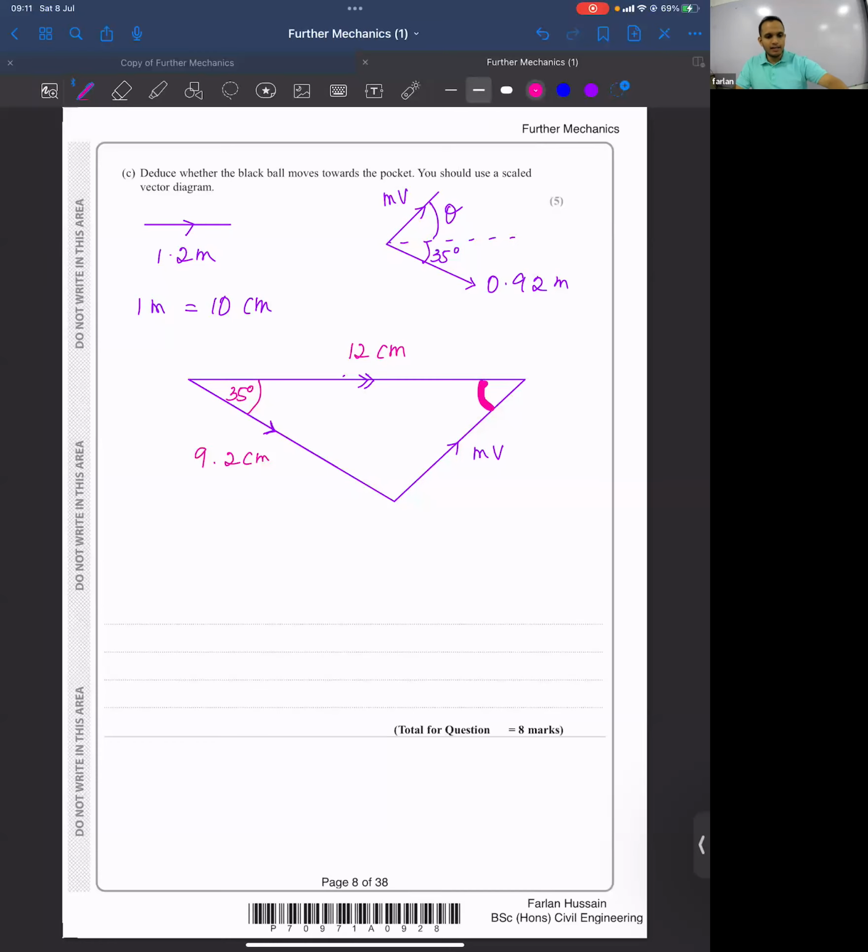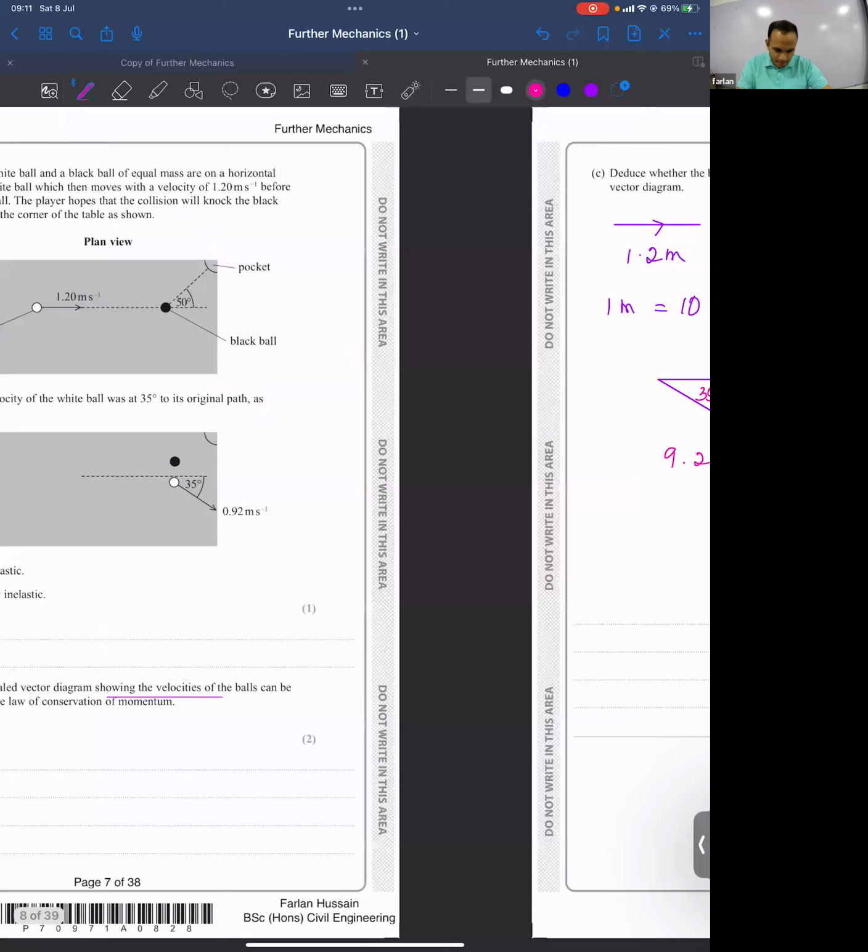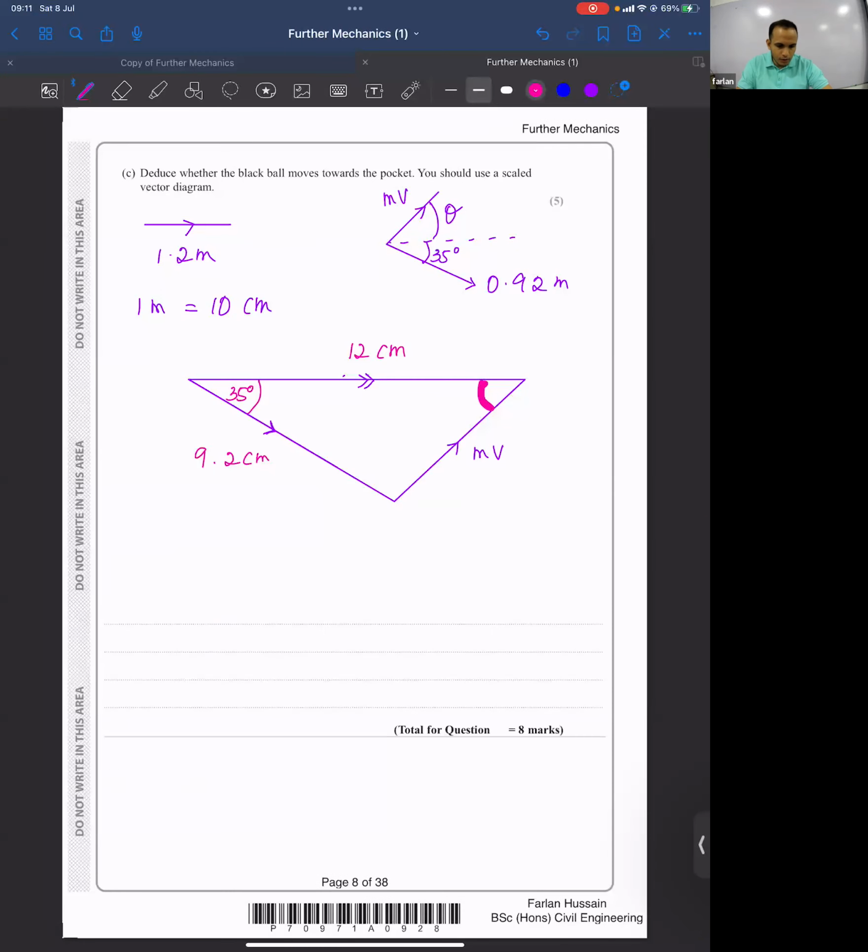We can calculate it, but the question clearly says what? Deduce whether the black ball moves towards the pocket. You should use a scale vector diagram. It's not only about getting the answer, it's also about doing it the way they have asked you to do. So use the scale diagram and do it.